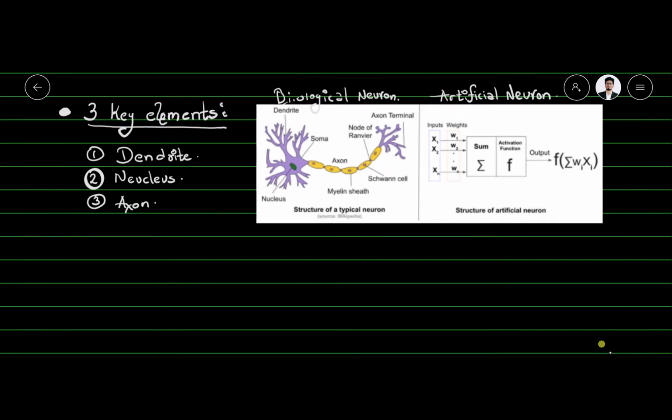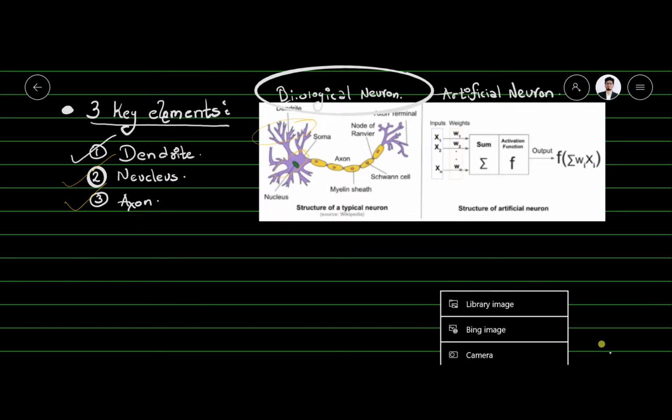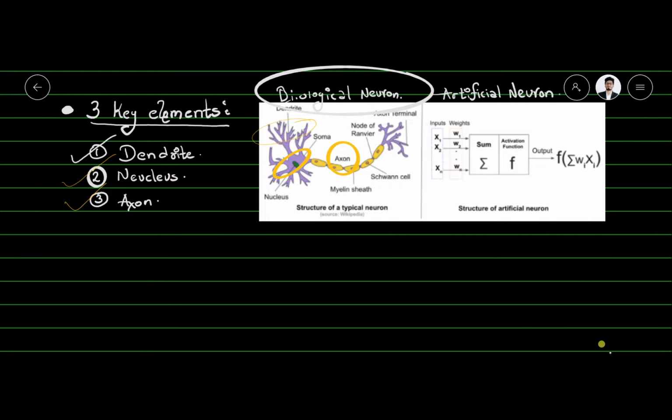Now we have seen that in a biological neuron there are three key elements. One is dendrites, one is nucleus, and one is axon. Dendrites are nothing but where the cell body or the neuron takes the input. The nucleus is where all the processing happens, and the third one is the axon, from where the output of the processing goes to other neurons.